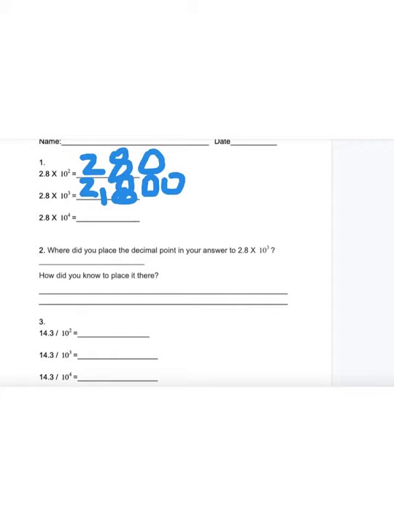And then the last one is 2.8 times 10 to the fourth. We're going to move our decimal to the right again since it's multiplication, and the exponent is 4, so we're going to move it 4 places. So our answer will be 28,000.